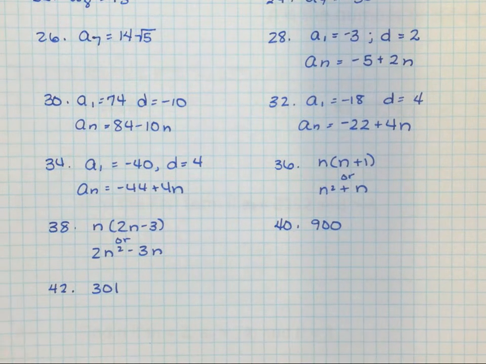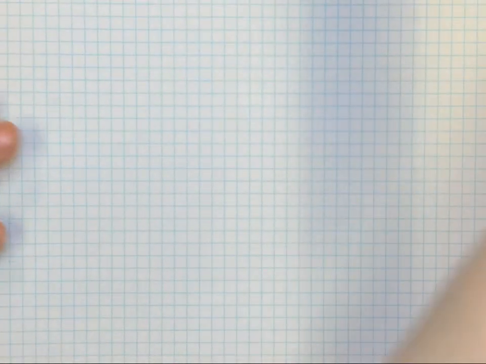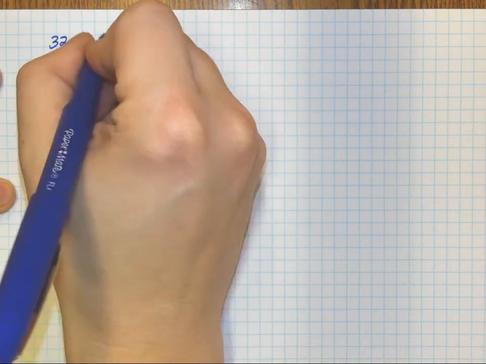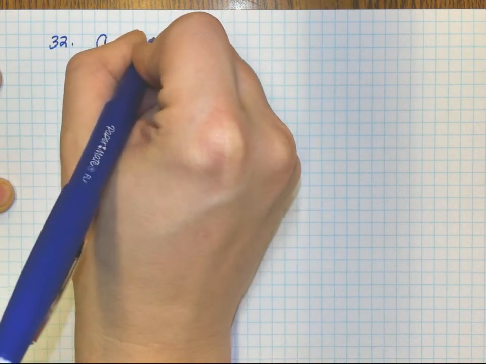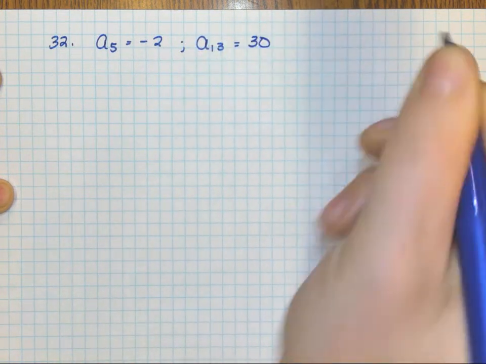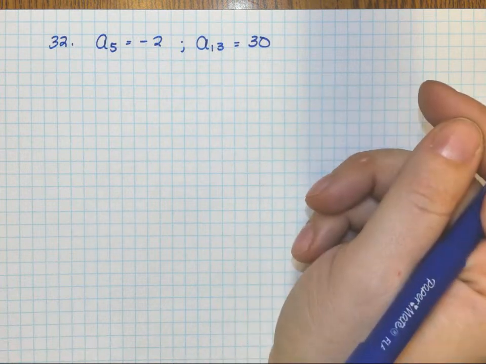Yes, Dylan? 32. Okay. Would help if I had the textbook handy. And what the question was. Here we go. So your question was on number 32, correct? Yes. All righty. So 32 gives us the fifth term is negative 2, and the 13th term is 30. And we're looking for everything here.